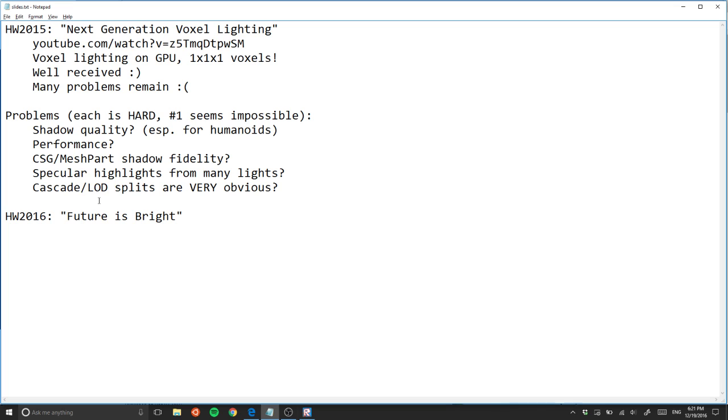However, I started thinking, what would it take to actually ship it, how do I make it accessible to everybody on Roblox, and it became apparent that there are a lot of problems to solve. Some of them are really hard problems, some of them seemed like maybe they were just intractable. So the problems were in two categories. One category is quality. Shadow quality wasn't as good as I hoped it would be. It was really hard to get good shadows from CSG and mesh parts. Specular highlights didn't really look as they should. And on top of this, performance was a challenge.